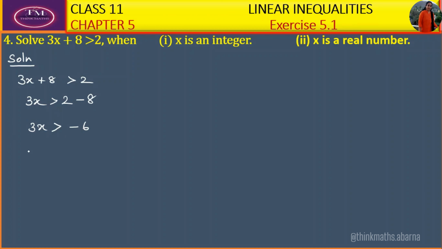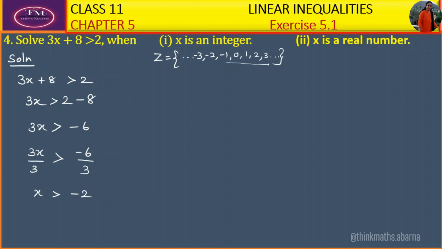So to remove this 3, what we will do? We will divide by 3. So positive 3. So no change in inequality. So this 3 gets cancelled. So x will be greater than minus 2. So x is greater than minus 2. Now first one, it is an integer. So integers are minus 3, minus 2, minus 1, 0, 1, 2, 3 etc. So this is the integer. Now it is greater than minus 2. So this is minus 2. As it is just greater than, strict inequality, we should not include minus 2.